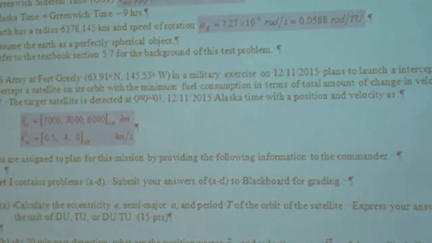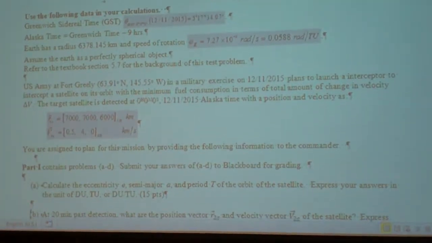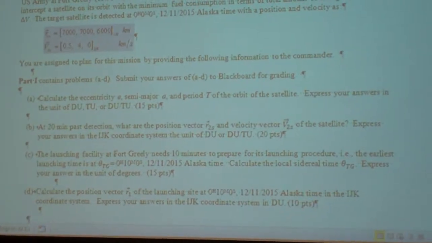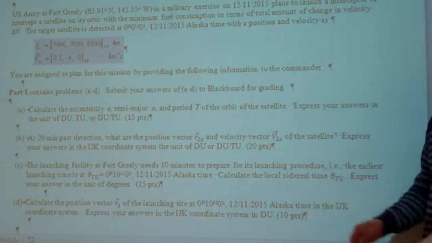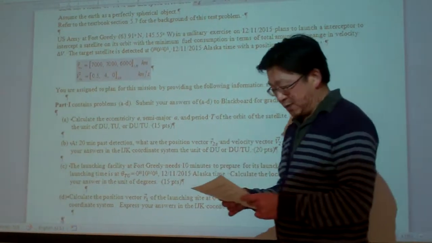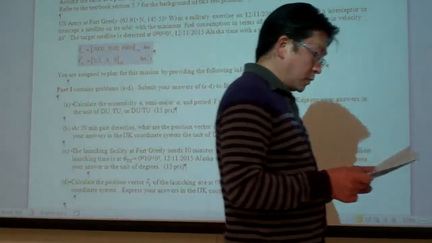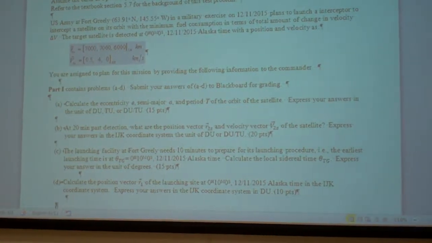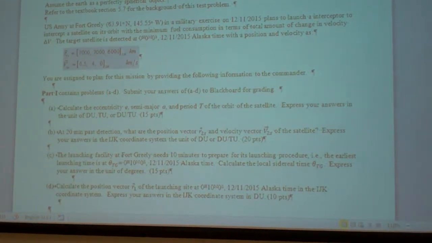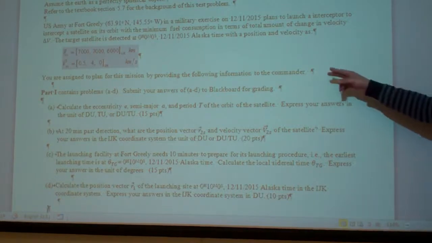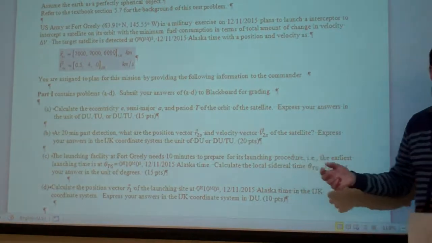The first question, part A, is based upon the detected R and V to calculate the corresponding orbit. Which means part A is to calculate the orbital elements. Part B is to calculate the position of the satellite 20 minutes later. This is a calculus problem: we are given the initial position and velocity, and a time of flight of 20 minutes, and you calculate the position there.